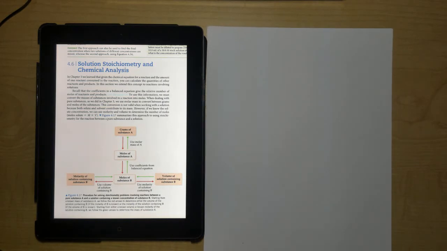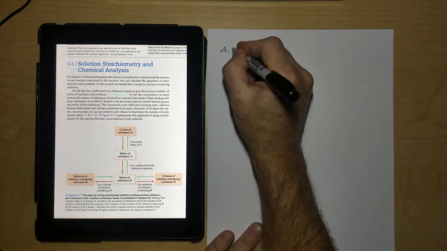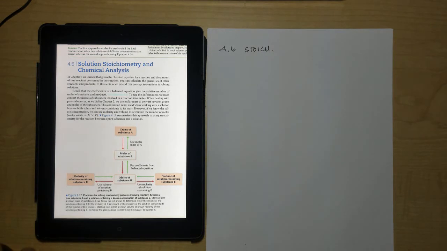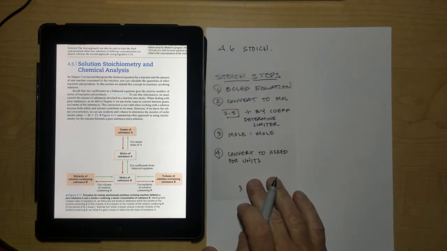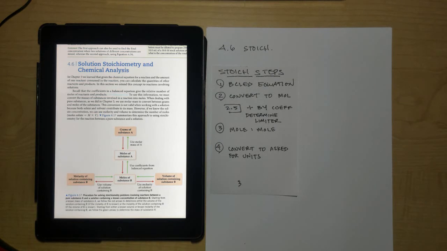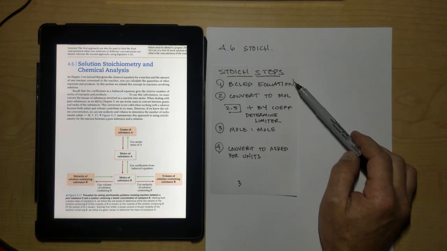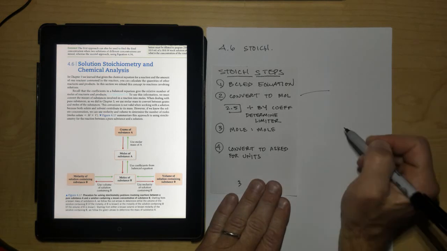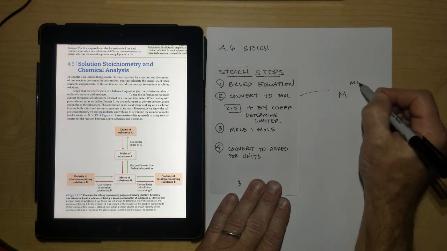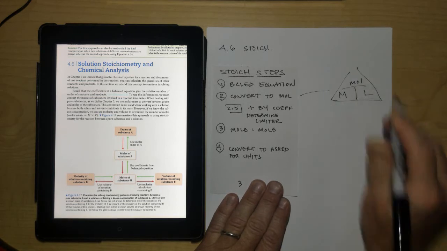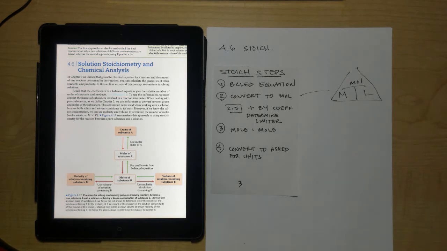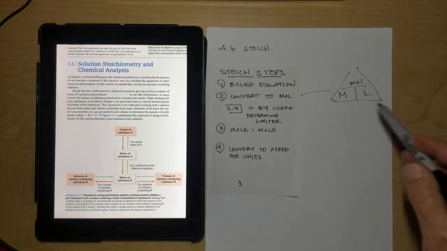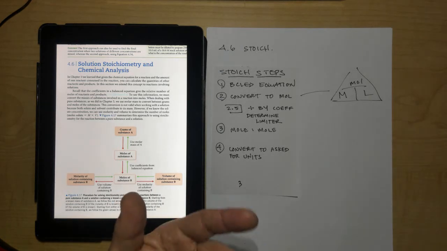This is solution stoichiometry, section 4.6. In solution stoichiometry, you do the same 4 steps that you learned in stoichiometry in chapter 3. Start with the balanced chemical equation. Step number 2, convert to moles. The only thing that changes is that you now have molarity to help you convert to moles. So you not only have these ways to convert to moles, but you also have this thing to help you convert to moles.